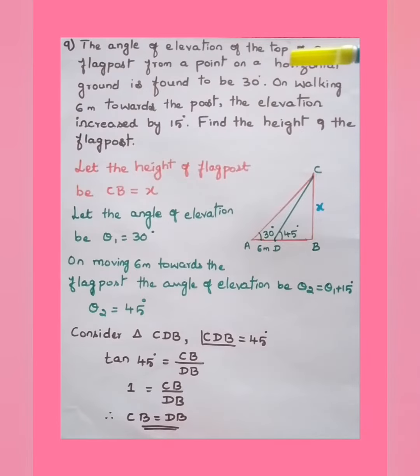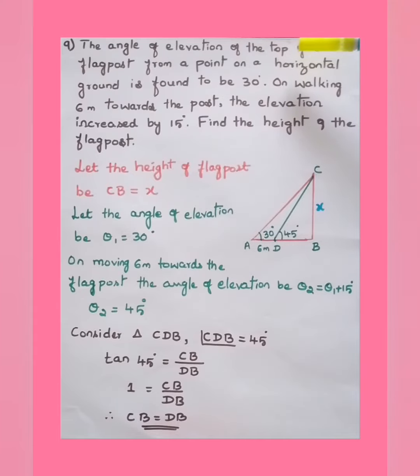The angle of elevation of the top of a flag post from a point on a horizontal ground is found to be 30 degrees. On walking 6 meter towards the post, the elevation increased by 15 degrees. Find the height of the flag post. So here we can identify the keyword elevation. So it is related to height and distance. Then draw the rough diagram.